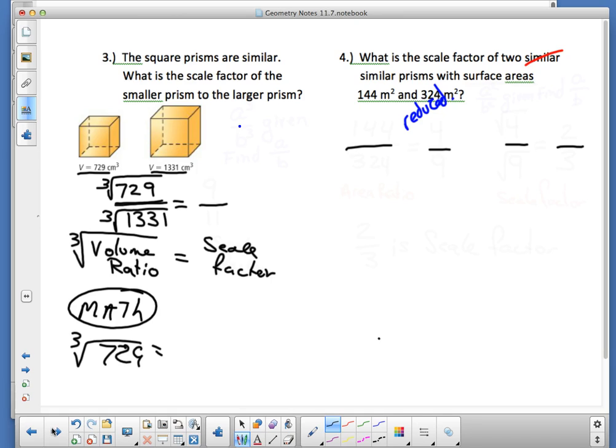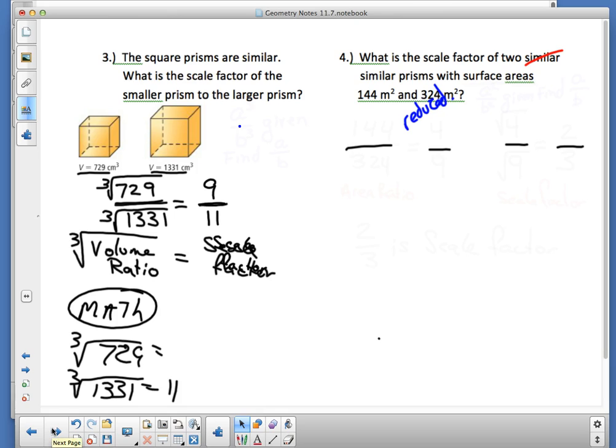Is that a 9? And then if I put in the cubed root of 1,331, it should kick out an 11. So I now have the scale factor. Wow, that's pretty cool that it was that close. I now have the scale factor, and I found it by using the cubed root function. But it makes sense. If I take my scale factor and cube it, I should get the 729 and 1,331.